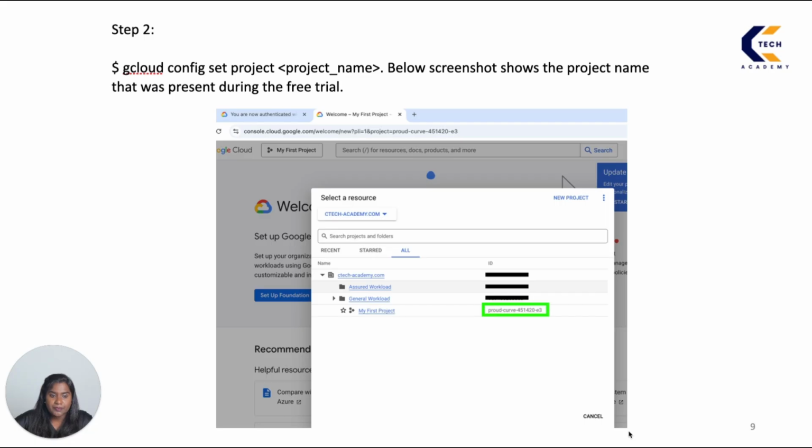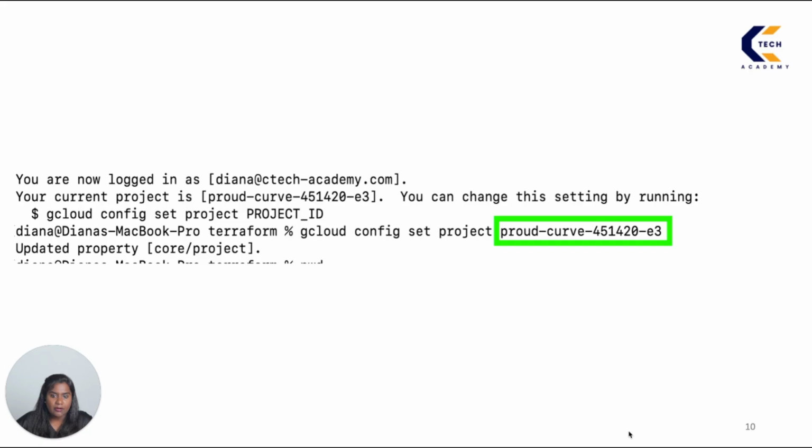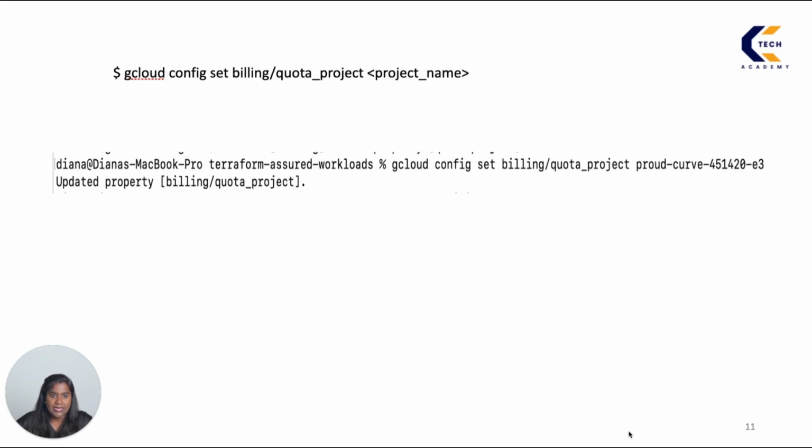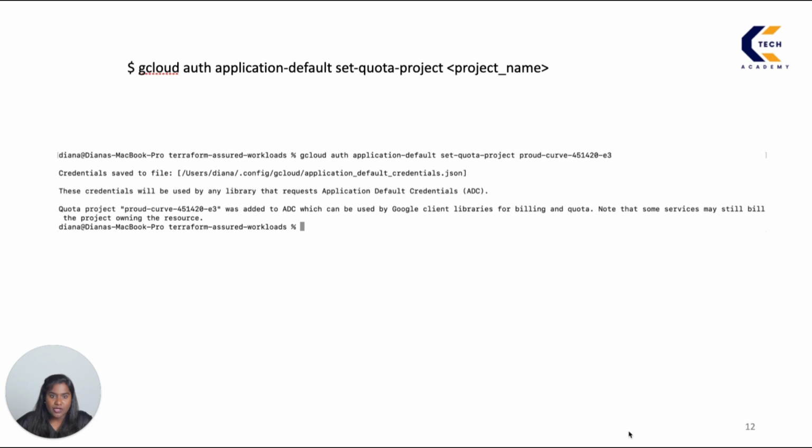Step 2. Set your config project. In my case, I'm using the project ID of the project that was created as part of my free trial account in Google Cloud. Run the command gcloud config set project and your project ID. Use the same project ID to set your gcloud config set billing/quota_project. Use the same project ID for your gcloud auth application-default set-quota-project.